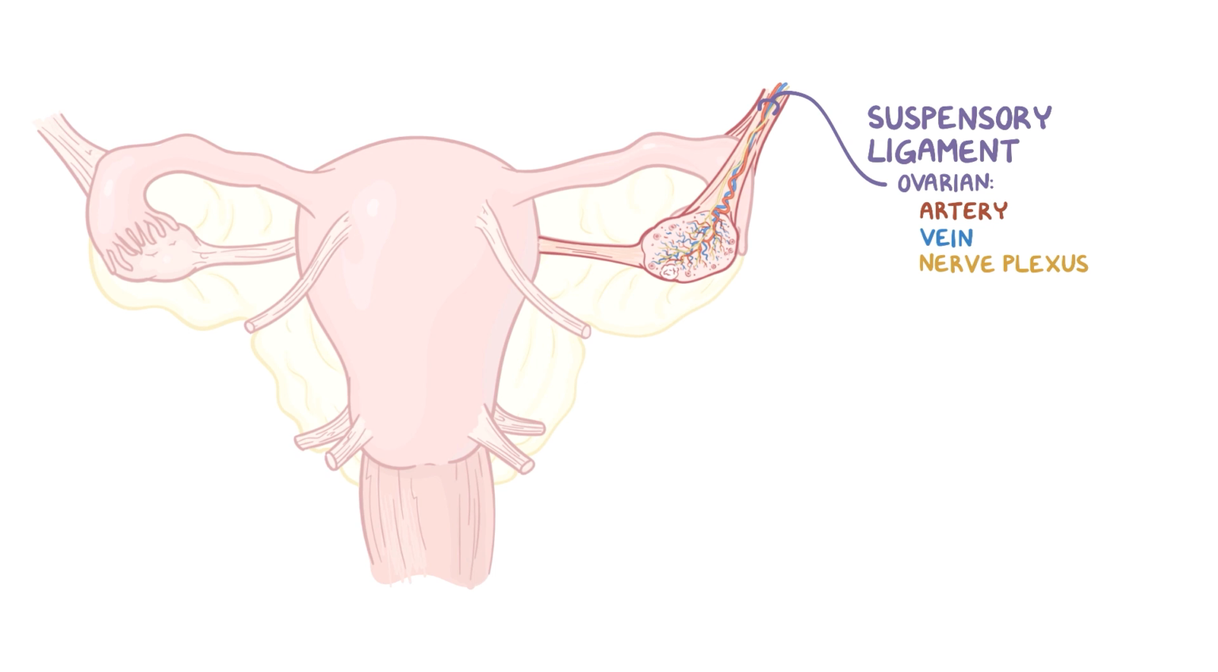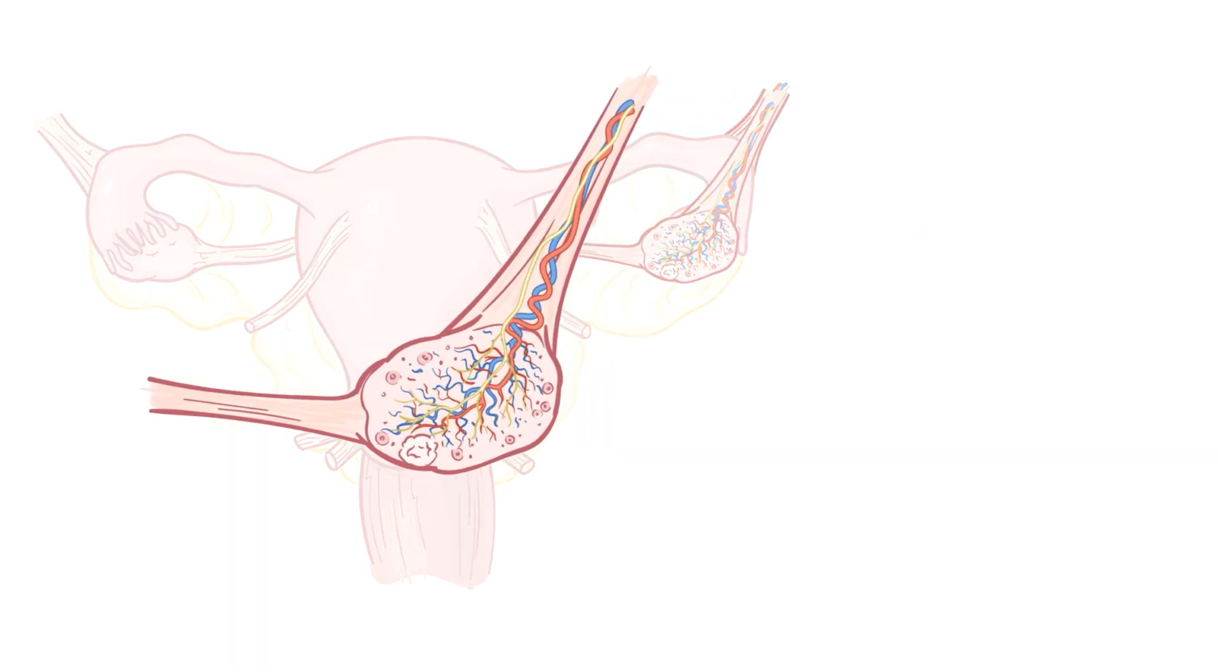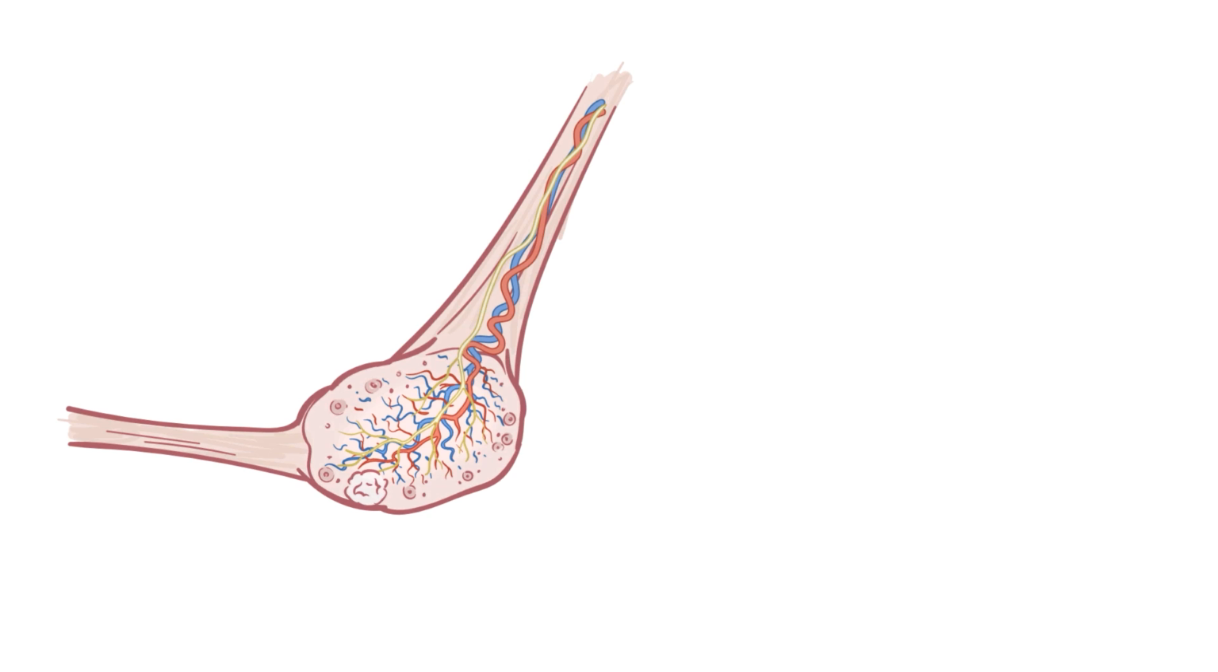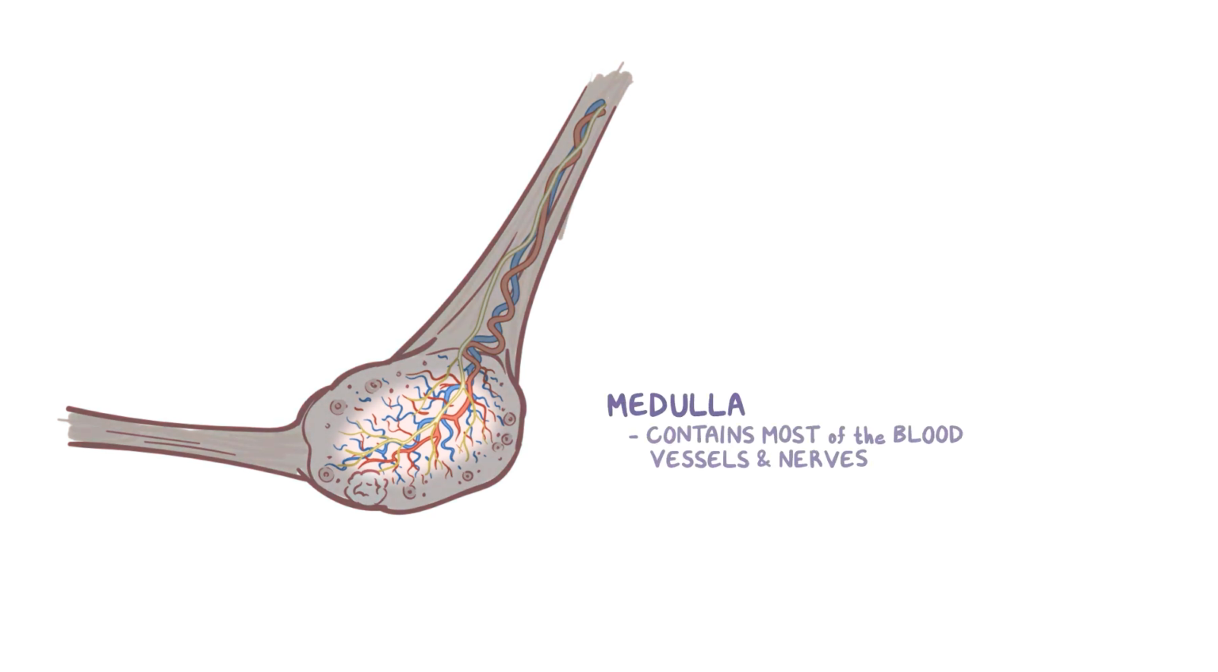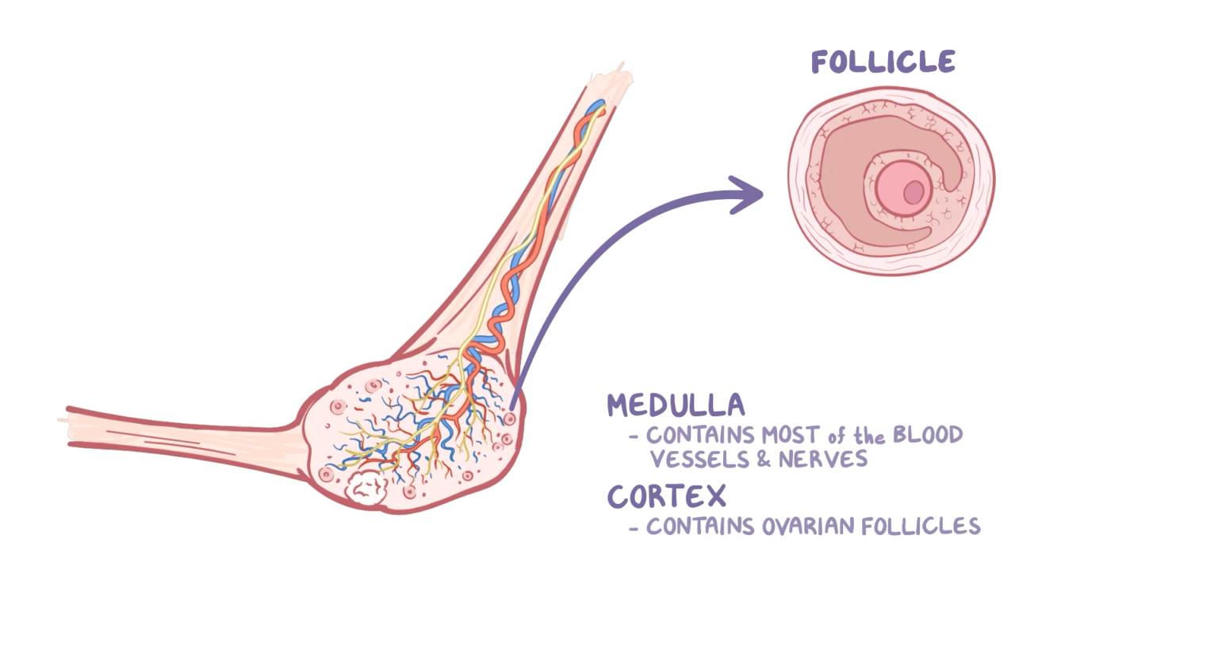to reach the ovary. If you slice the ovary open and look at it, don't try this at home, there's an inner layer called the medulla, which contains most of the blood vessels and nerves, and an outer layer called the cortex, which has ovarian follicles scattered throughout it. Each follicle is initially made up of an immature sex cell or a primary oocyte, which is the female sex cell, and layers of theca and granulosa cells surrounding the oocyte.